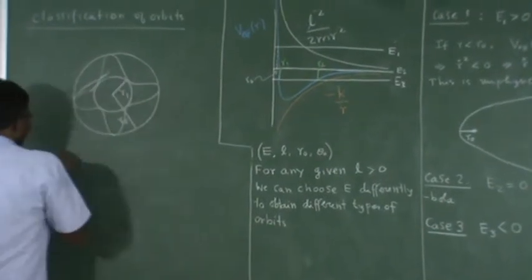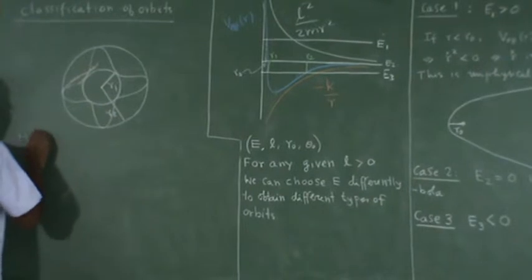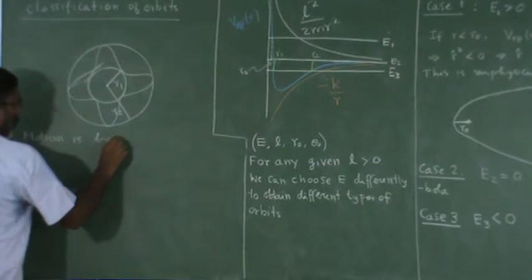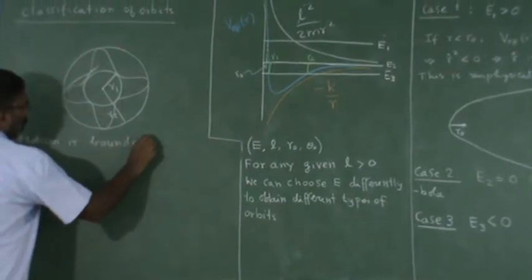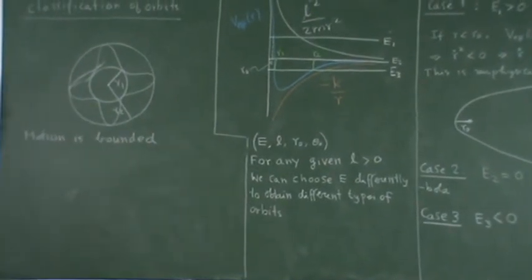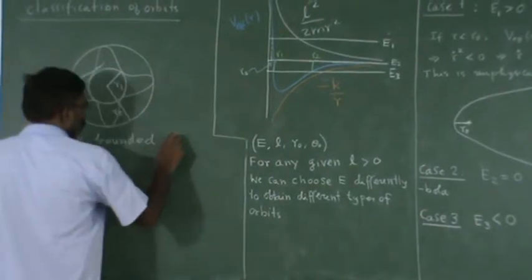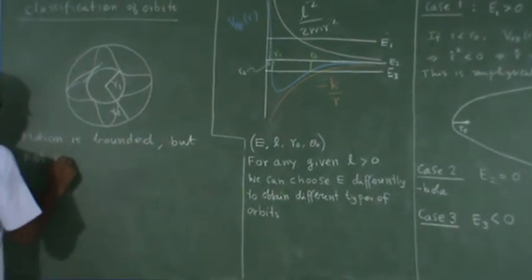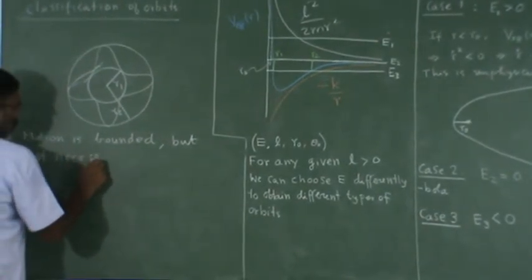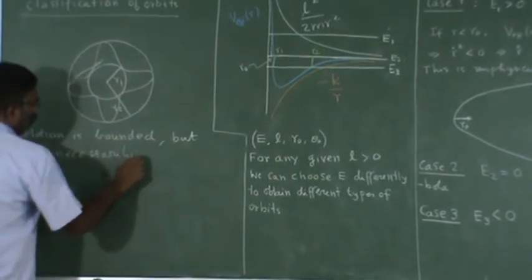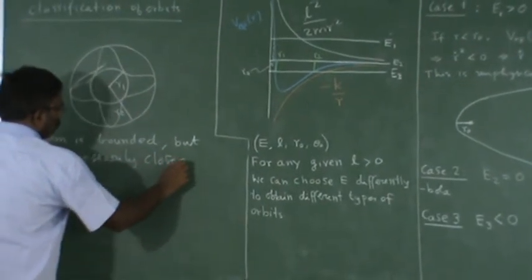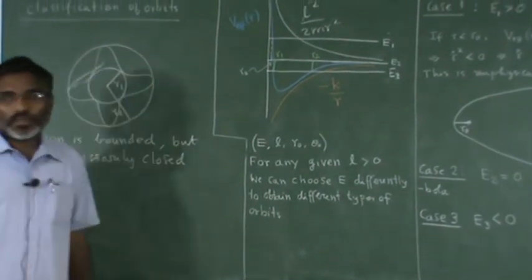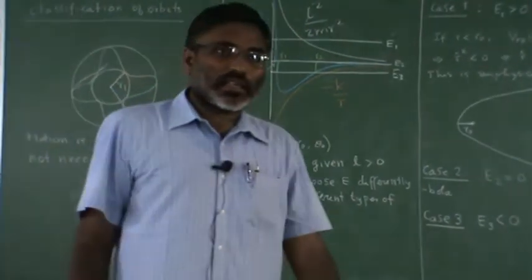So motion is bounded. It's bounded, but not necessarily closed. That means it is not necessary that it should close onto itself. Bounded but not necessarily closed.